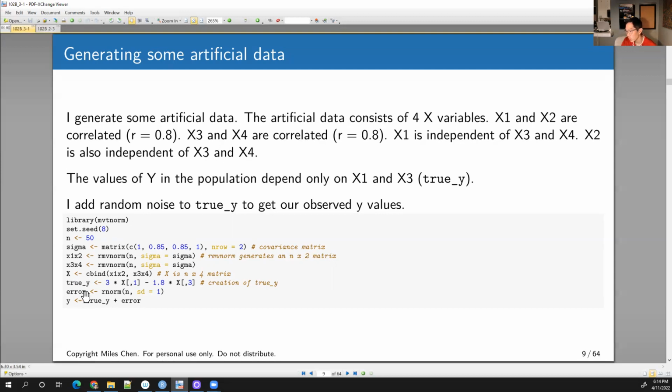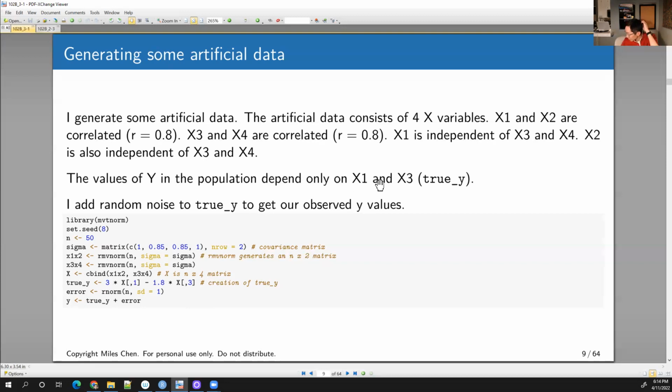As far as the Y variable goes, Y is related to X1 and Y is related to X3. The true value of the coefficient for X1 is 3, and the coefficient for X3 is negative 1.8. Now X2 and X4 are correlated to X1 and X3, but there's actually no relationship between Y and X2 or Y and X4. So Y depends only on X1 and X3, but X1 and X2 are correlated, and X3 and X4 are correlated.